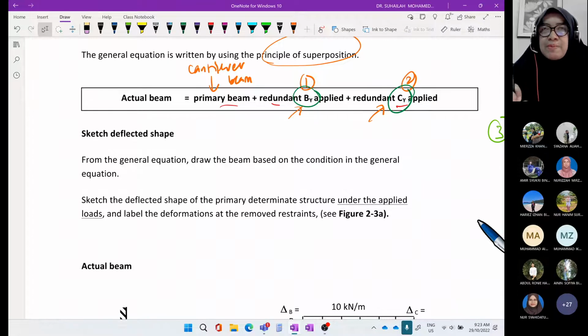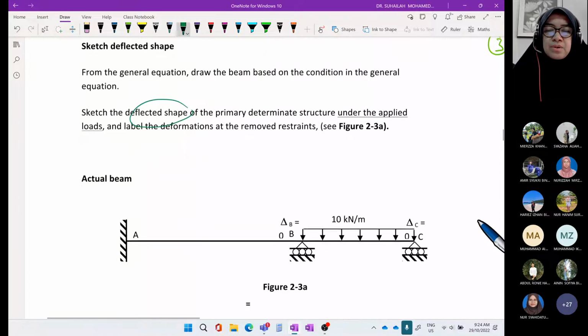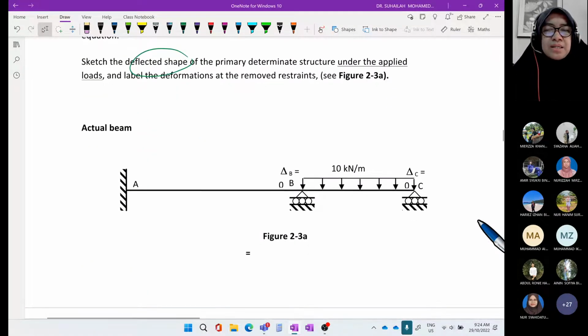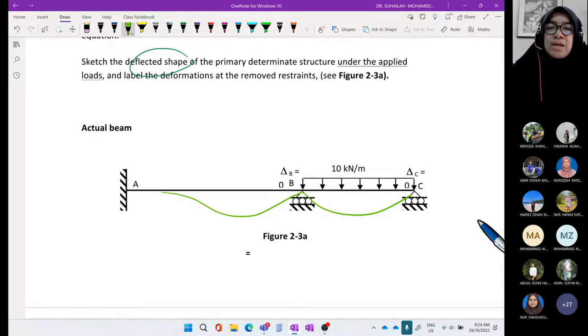Okay, so we have to sketch the deflected shape in order to see what actually occurs at both redundant positions. Deflected shape of all systems: in the actual system, in the primary system, in redundant number 1 and redundant number 2. Okay, so this is the actual beam. In the actual beam, when we draw the deflected shape due to all supports, we have it like this.